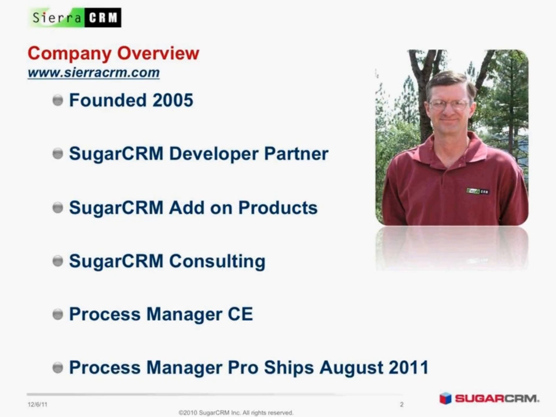SierraCRM was founded in 2005, and what we originally wanted to do was take SugarCRM and create a vertical solution of it for the mortgage banking market in the U.S. When we did that, we created 3 enhancements for SugarCRM: a workflow module, a marketing module, and an object assignment module. In 2006, SierraCRM released a community edition of the Process Manager module, and since then we have over 20,000 downloads of Process Manager Community Edition.